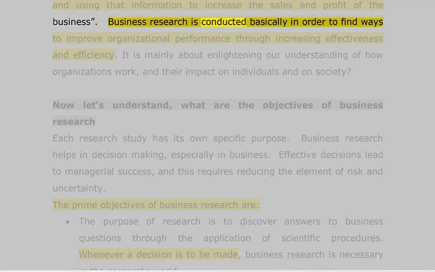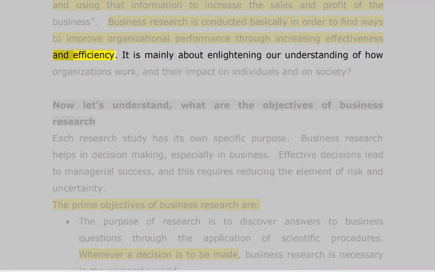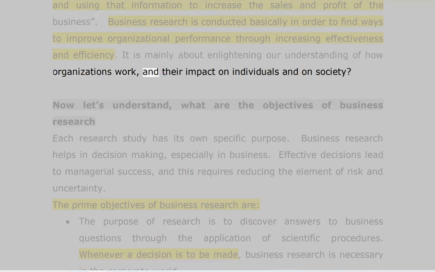Business research is conducted basically in order to find ways to improve organizational performance through increasing effectiveness and efficiency. It is mainly about enlightening our understanding of how organizations work and their impact on individuals and on society.